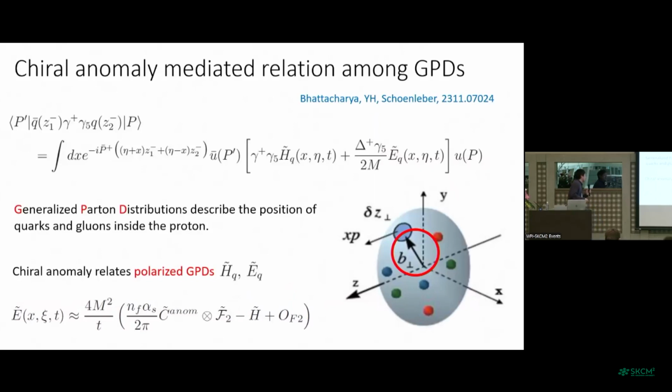So what is the consequence of that? If you take the matrix element of this non-local object, then you find what are called the generalized parton distribution functions, H tilde and E tilde, and these functions basically tell you the spatial distribution of partons, quarks and gluons, inside the proton. This is a very important object to study at the electron-ion collider. Like before, the anomaly relates these two generalized parton distribution functions. So there is a non-perturbative relation mediated by the chiral anomaly, which relates H tilde and E tilde. There is a relation between two GPDs, mediated by the chiral anomaly.